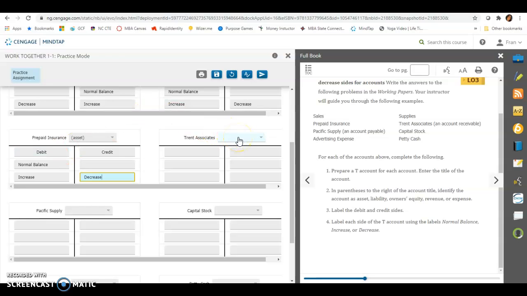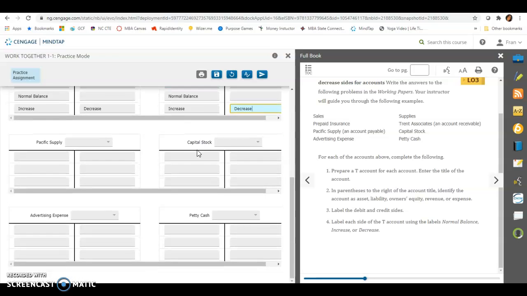All right, so the next one, Trent Associates, we're not really sure, so we need to look over here. And it tells us that Trent Associates is an accounts receivable. That makes it an asset. Receivables are assets. Debit on the left, credit on the right. You can just hear that song in your mind, can't you? Normal balance, because it's an asset. Increase side, decrease side.